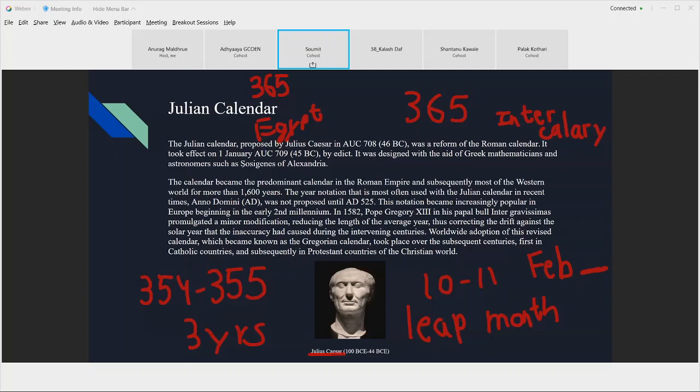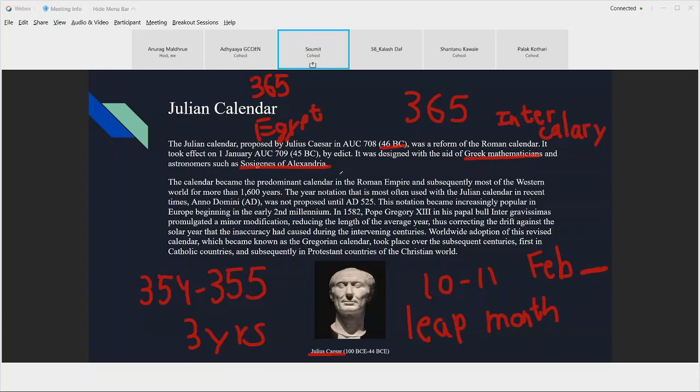So he decided to bring one of the mathematicians of the Egyptian civilization, Sosigenes of Alexandria, with him back to Rome. After coming back to Rome in 46 BC, he asked all the mathematicians in the Roman Empire, which also included the regions of Greece, to calculate how many days are in a year, and they came to a good conclusion of 365 point.